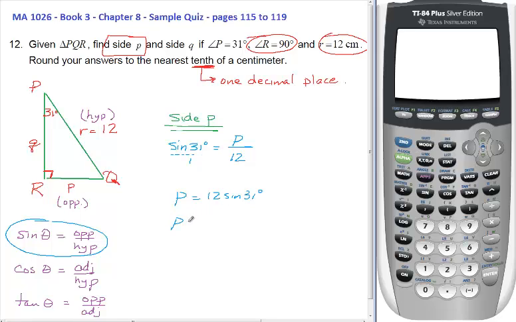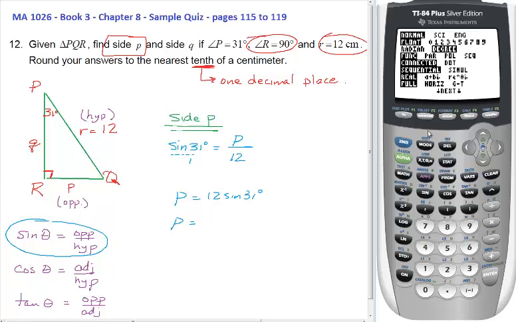Now we'll go to our calculator to do that. Now make sure your calculator is in degrees. So the first thing I'm going to check is my mode. And I'll look at the third line. It says radian or degree. Now the calculator often defaults to radian, so be careful. Check it, make sure it's in degrees. And it is in this case.